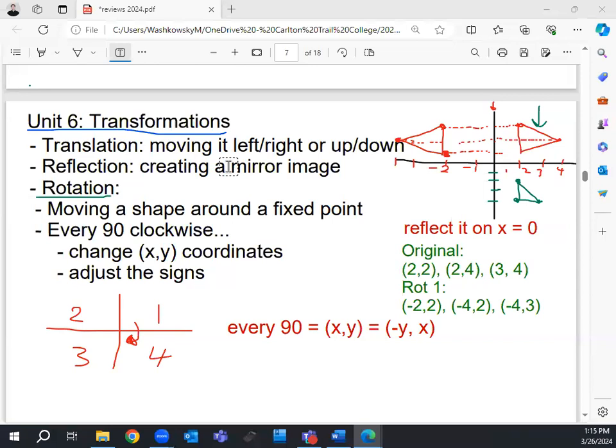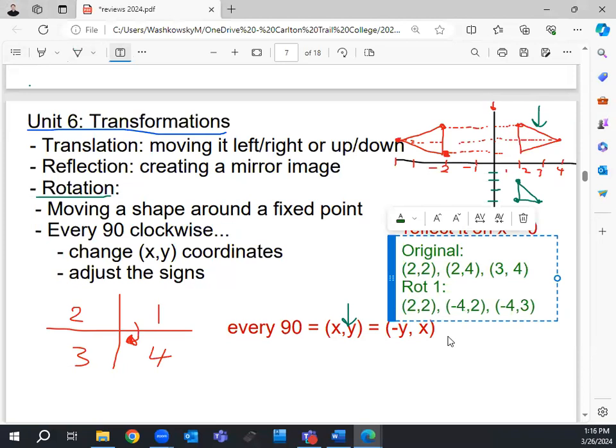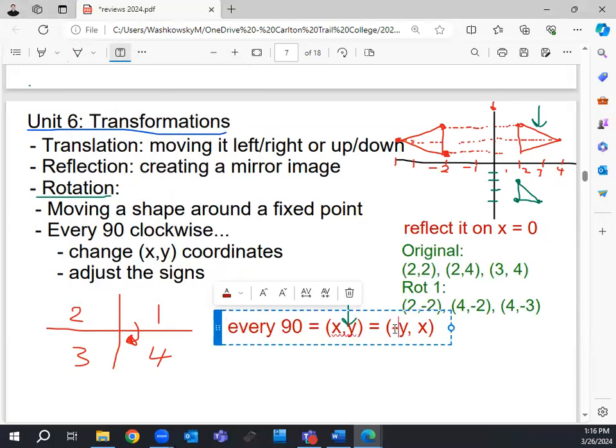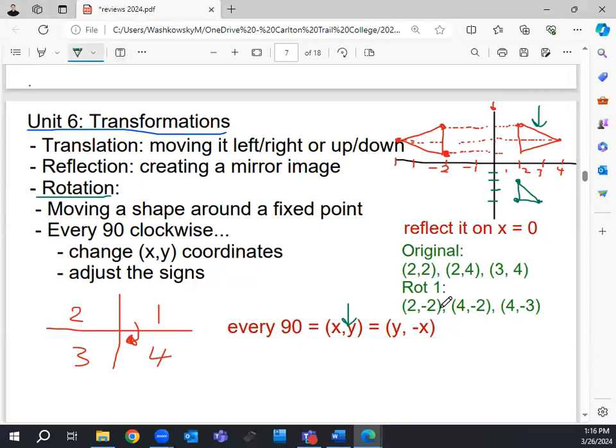Sorry, this y will get the negative sign. So I actually goofed up here a little bit. This will be 2 and -2 still. This would be 4 and -2. And this would be 4 and -3. So I goofed up there. Sorry. Does that make sense? So I made a little mistake there. So that negative sign gets applied to what the former y value position was.